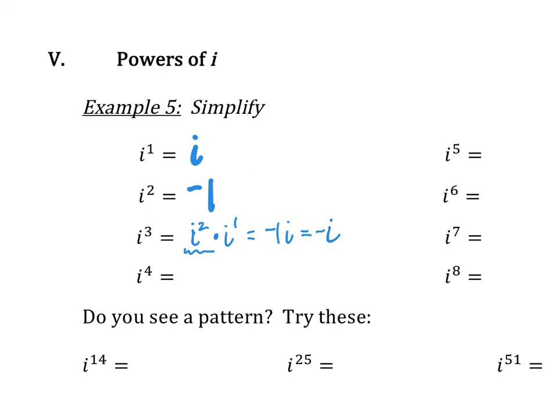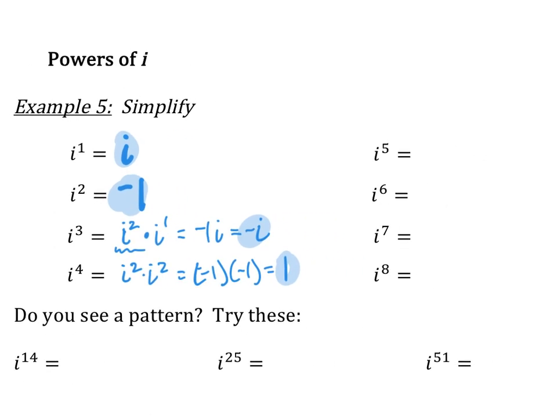I to the fourth, what does that mean? Well, that's kind of like I squared times I squared, right? Because we add the exponents there. And so that's just negative 1 times negative 1, which is 1. Okay, so we got I, negative 1, negative I, and 1. Well, let's keep going, and we're going to see a pattern here.